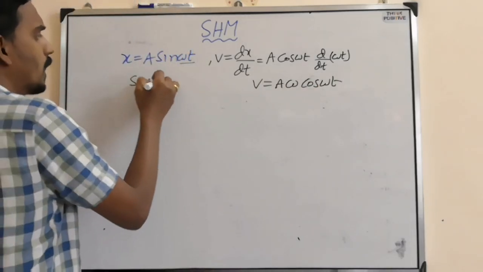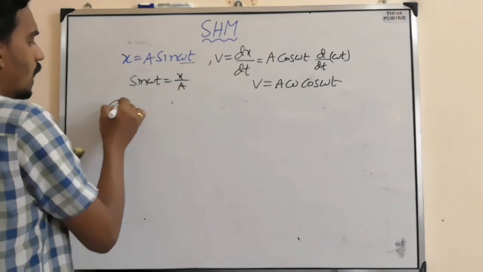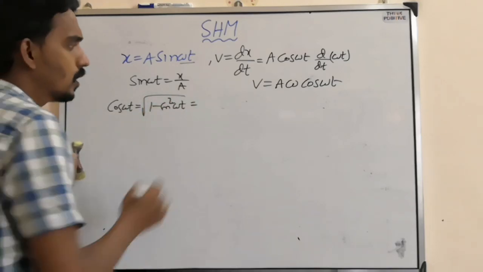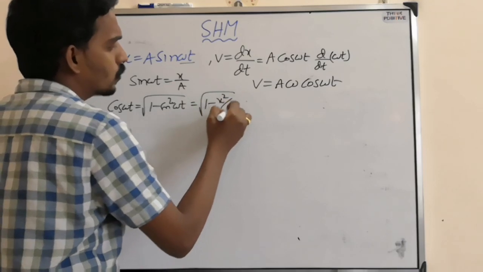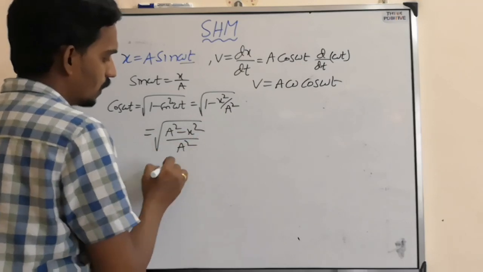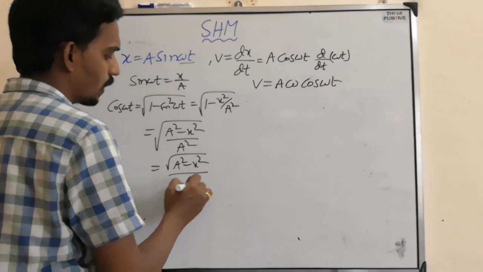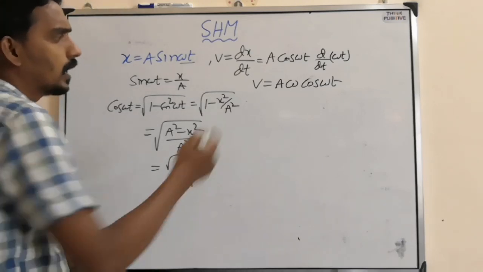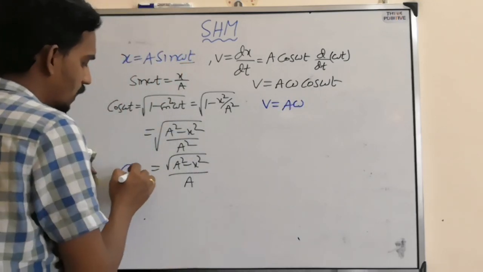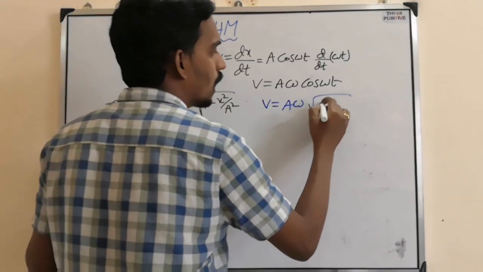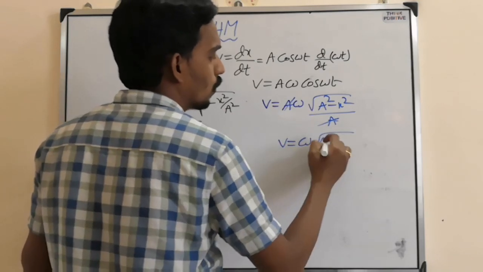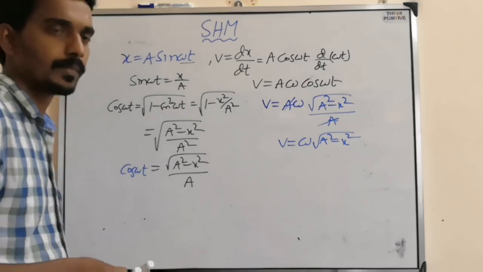From here, sin omega t I can write as x by a. Then cos omega t is under root 1 minus sin square theta, so that it will become under root 1 minus x square by a square, equal to under root a square minus x square by a square, that is under root a square minus x square by a. Now here velocity is a omega cos omega t. I can substitute in place of cos omega t the root of a square minus x square by a. So a cancels, so v equal to omega into under root a square minus x square.